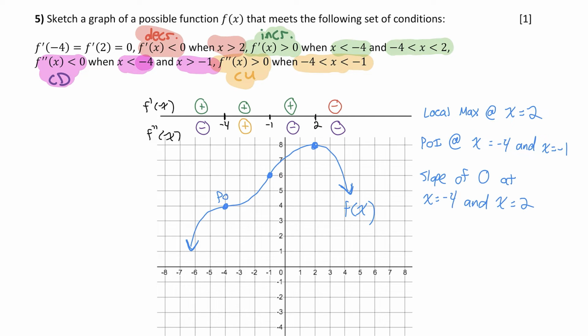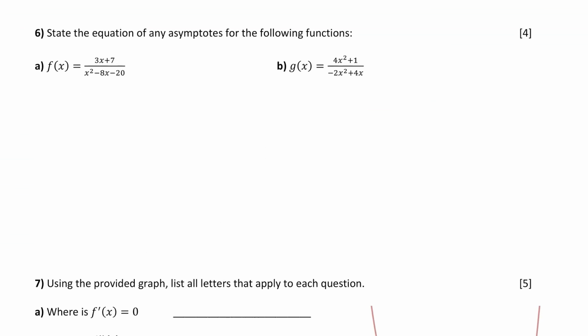Notice I have my point of inflection at x equals -4, another point of inflection at x equals -1, and a local max at x equals 2, just like I said we were supposed to have over here. Also notice I have the slope of 0 at -4 and at 2. So there's that graph done. Let's move on to the next question.